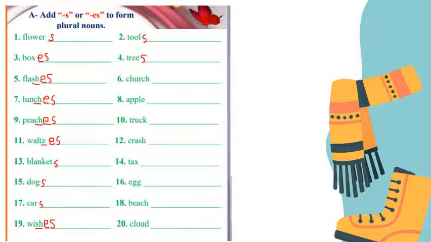Okay, church, it ends with ch, so it should take es. Apple, apples, it must take only s. Truck, trucks, it must take only s. Crash, crashes, it ends with sh, then it must take es. Tax, taxes, it ends with x, so it must take es. Egg, eggs, it must take s only. Beach, it ends with ch, so it must take es. Cloud, clouds, it must take only s.